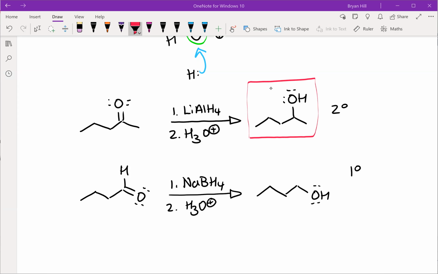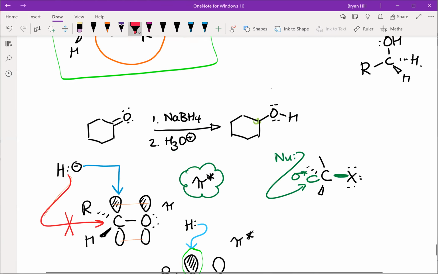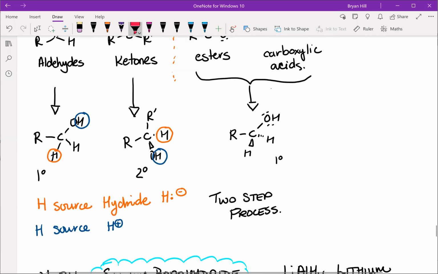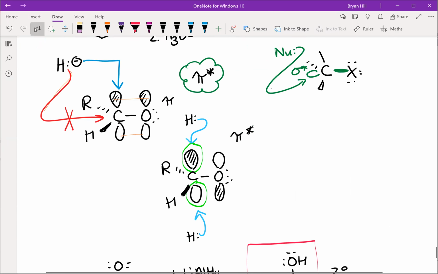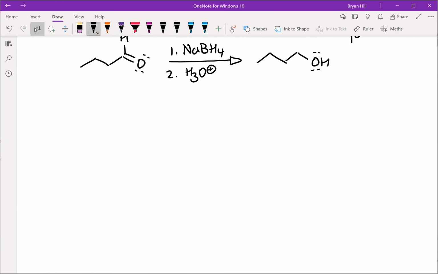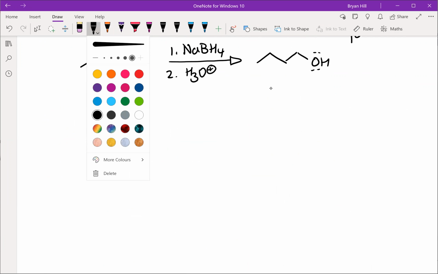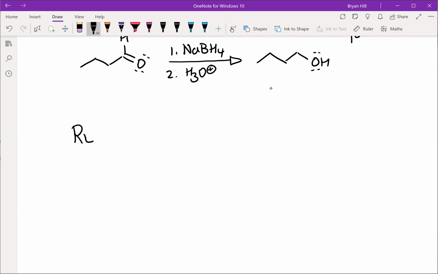Okay, good. So that's basically how the reaction works for ketones and aldehydes. Exactly the same. Now, what gets interesting, if we go back to the top, is what happens with esters and carboxylic acids. So we'll look at that quickly. We'll do esters as the example. Later on, we'll talk about the carboxylic acids in greater detail. Reduction of esters / acids.